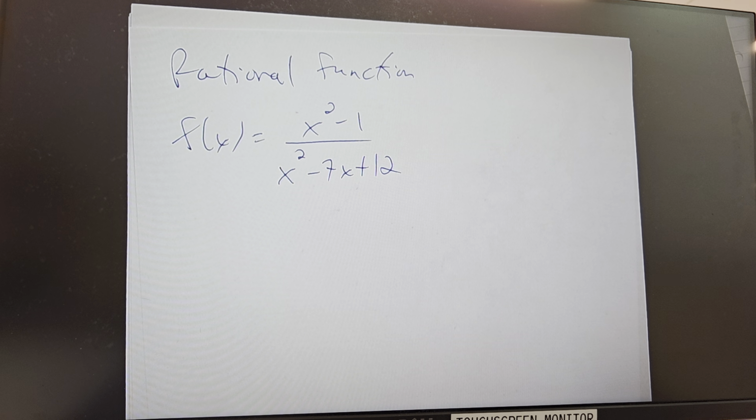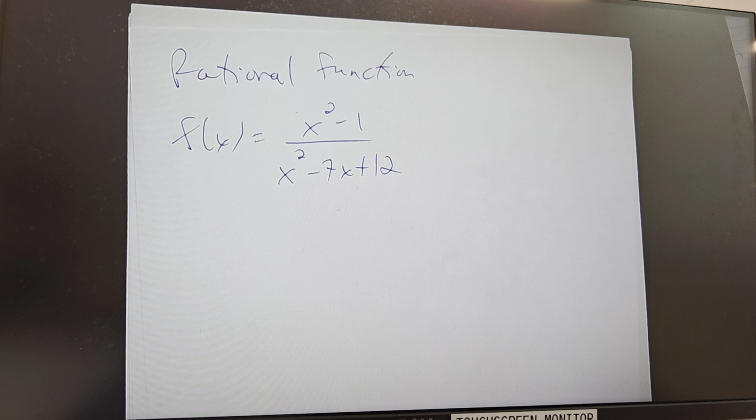This is just a review, but then I'm curious about trying to attack this with calculus. If I factor the top, what do I get? X plus 1, X minus 1. And if I factor the bottom, X minus 4 and X minus 3, since 4 and 3 make 7.